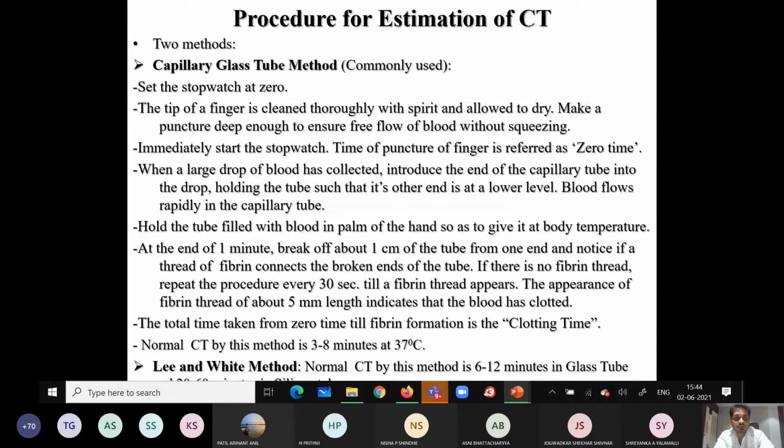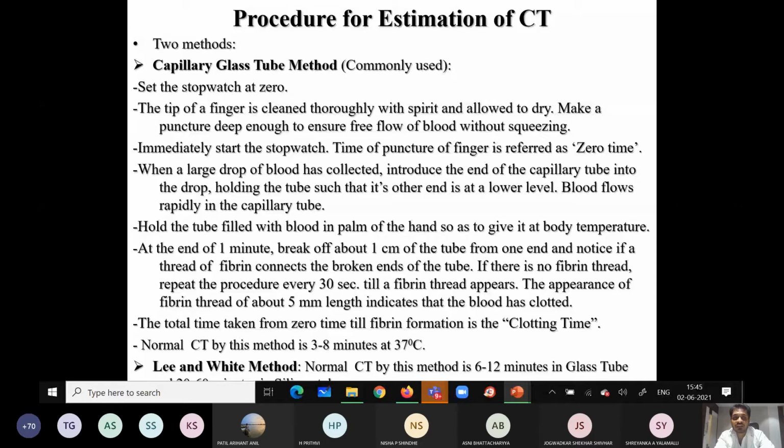Set the stopwatch at 0. The tip of the finger is cleaned thoroughly with spirit and allowed to dry. Make a puncture deep enough to ensure free flow of blood without squeezing. Immediately start the stopwatch. The time of puncture of the finger is referred to as 0 time. When a large drop of blood has collected, introduce the end of the capillary tube into the drop, holding the tube such that its other end is at a lower level.